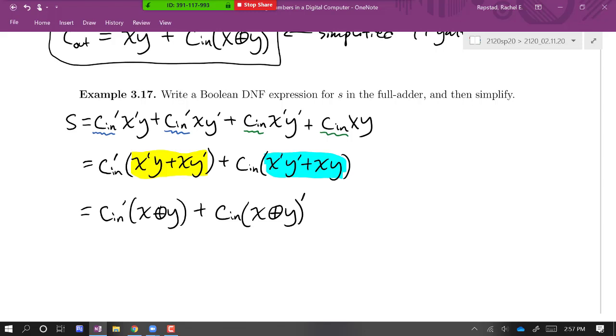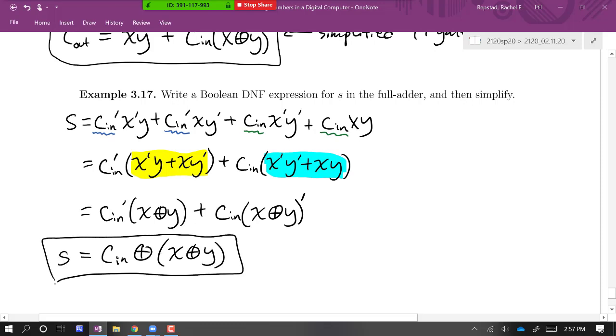I either have CN off and the XOR on, or CN is on and the XOR is off. I mean, it's one big XOR gate. I'm going to take the carry in and XOR it with the X XOR Y. And that is 2 gates. So great.